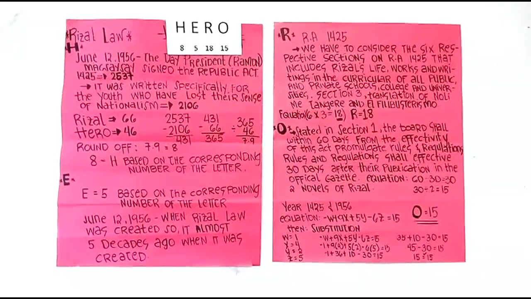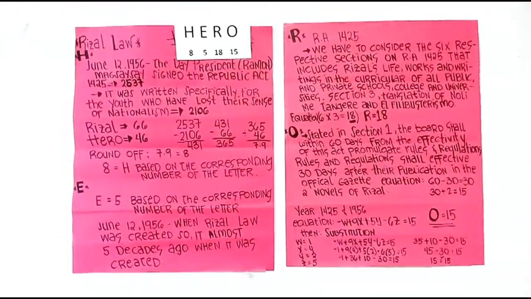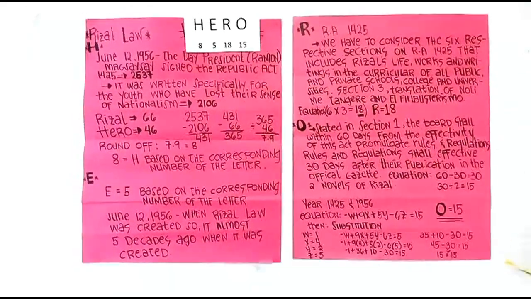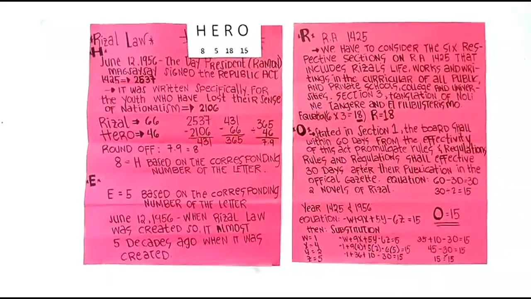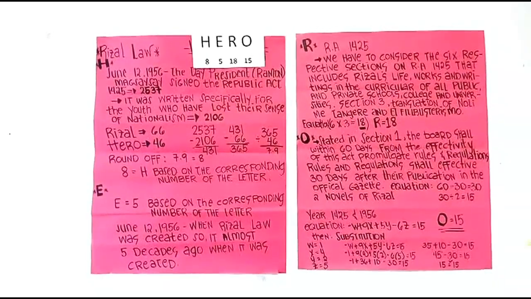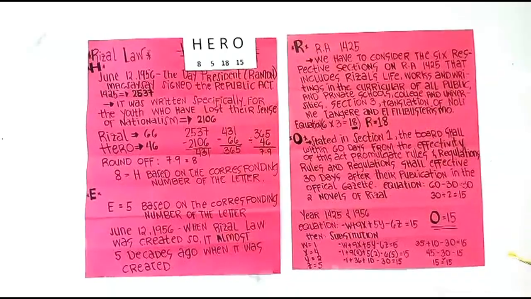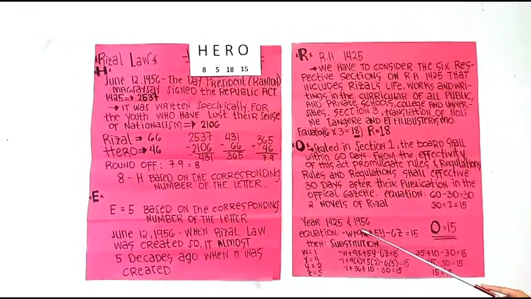So we have another equation, year 1425 and 1956. In the word hero, we solve the letter O, which is equivalent to 15 in the alphabet. As we all know, Republic Act 1425 is known as Rizal Law, approved on June 12, 1956. What we did, we used the 1425, which is the law, and the year 1956.